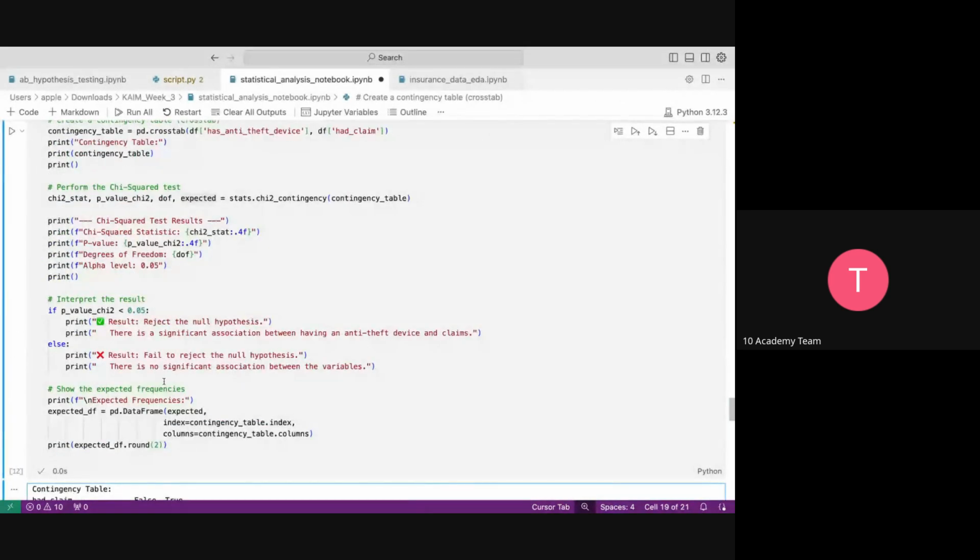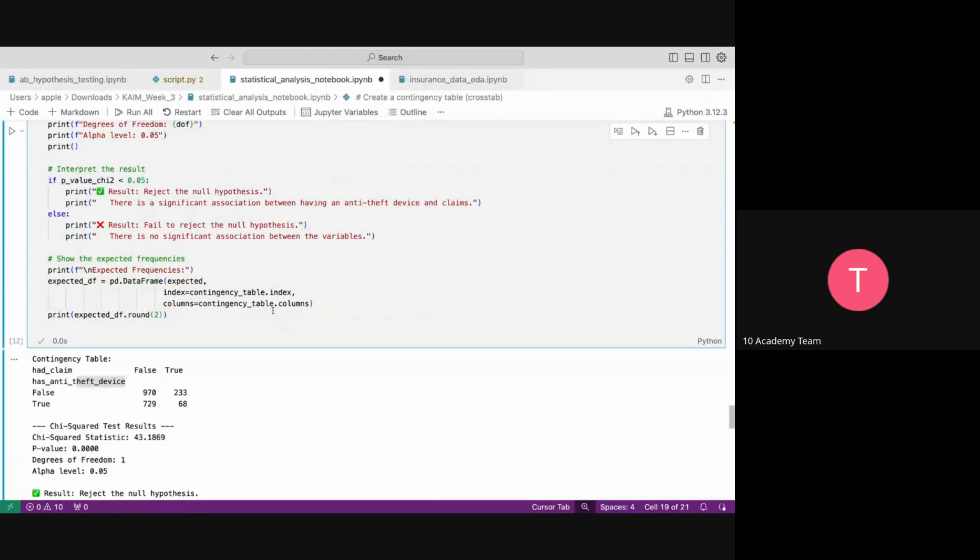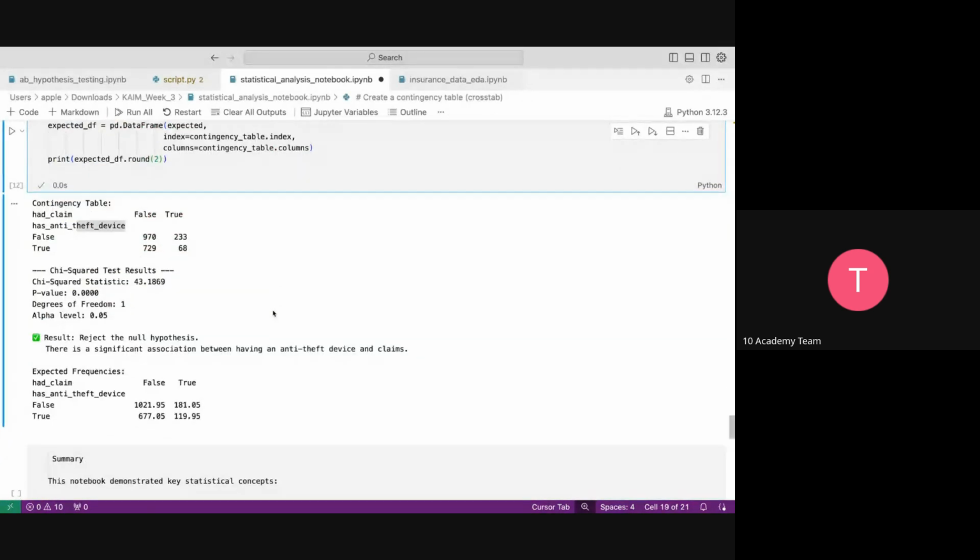For this one, we use the chi2_contingency method from stats, and here you can see that the p-value is 0, and the chi-squared statistic is 43.